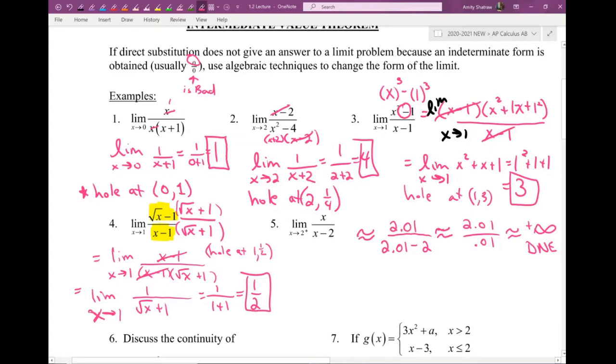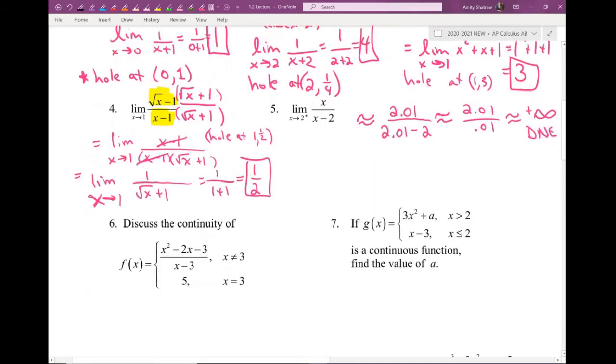All right, so then we have 2 very lovely problems. These are very, very strong AP style questions where it says, please discuss the continuity of this piecewise function.